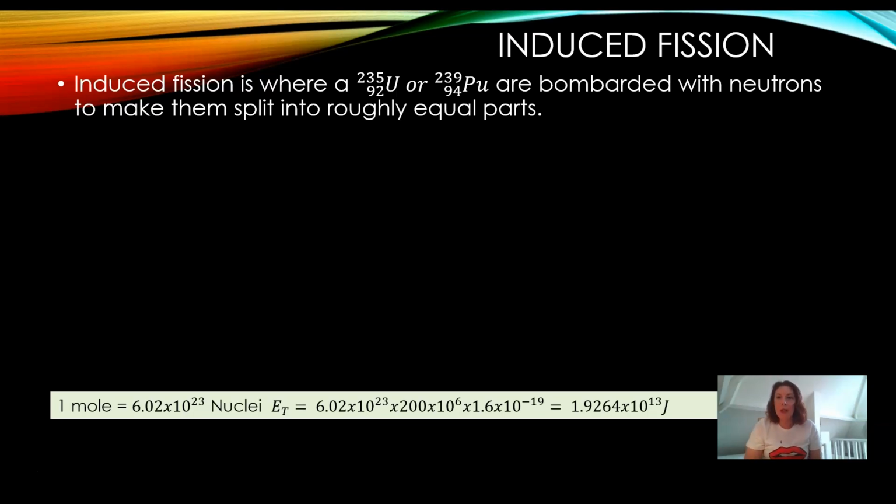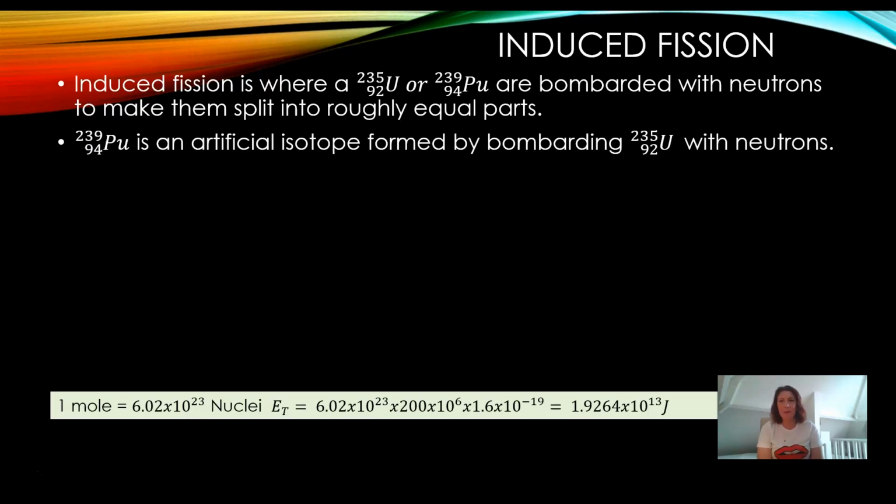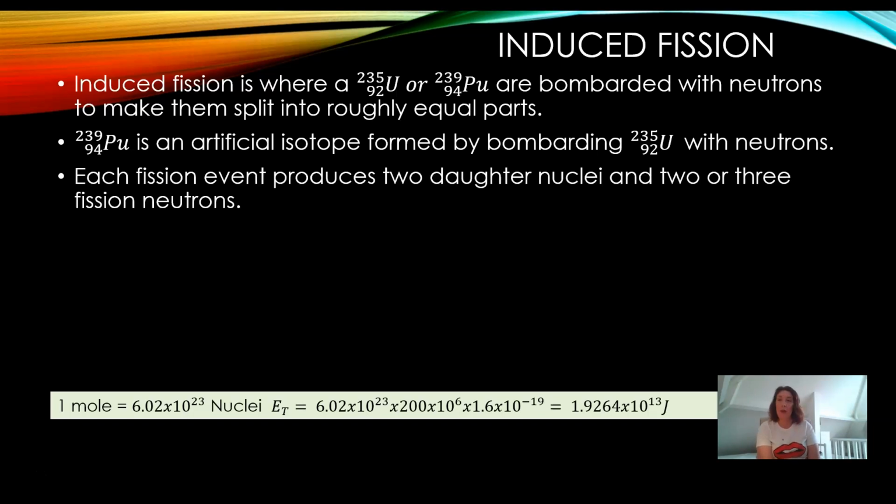Oh well. So induced fission is where a uranium-235 or a plutonium-239 are bombarded with neutrons to make them split into roughly equal parts. And this is what happens in a nuclear power station. Induced means to start. So plutonium-239 is an artificial isotope that's formed by bombarding uranium-238 with neutrons. So both of those can be used in a nuclear power station as fuel.